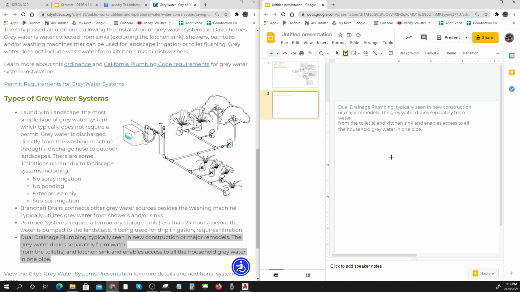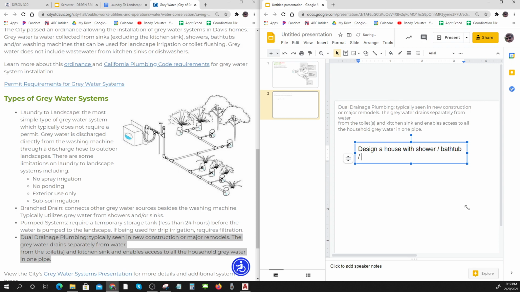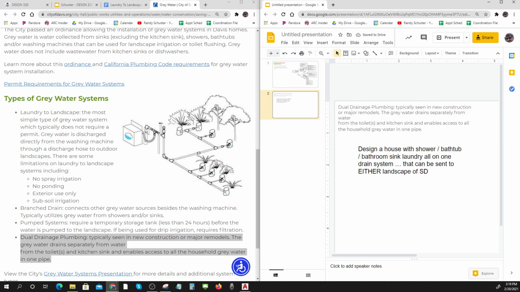So I might write a note here. Design a house with shower, bathtub, bathroom sink, laundry, all on one drain system that can be sent to either landscape or sanitary drain. And you can start researching that.